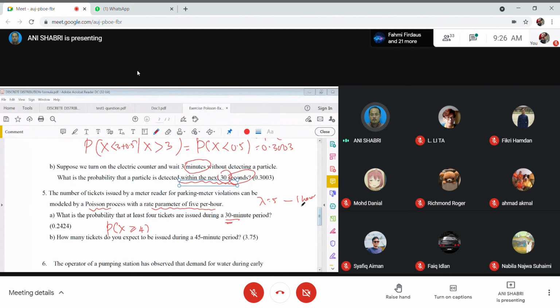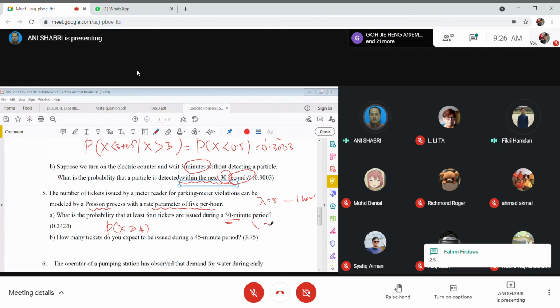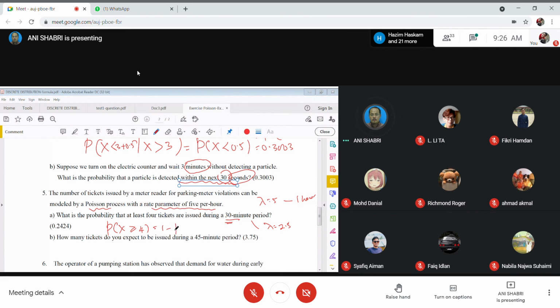Okay, what is the value of lambda? This one, 1 hour is 5, so 30 minutes is 2.5. Okay, look from the table. It is equal to 1 minus P of X less than or equal to 3, or 4? 4, no, wrong, 3. Mom has to study again. Looking at the table, 2.5, lambda 3. Okay, make sure the answer is 0.24.